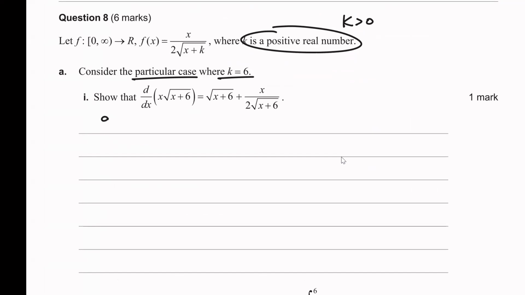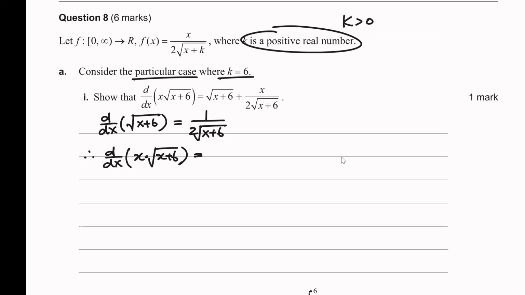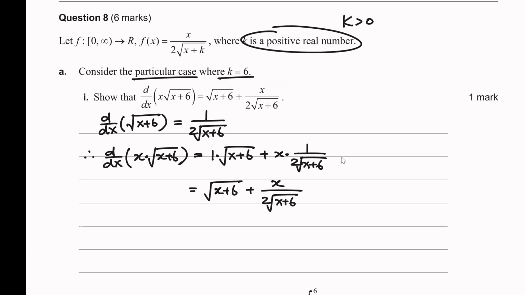Okay, very simple. If you just take the derivative of the root thing, that is 1 over 2 square root x plus 6. Therefore, when you take the derivative of x times the square root of x plus 6, this is just 1 times the square root of x plus 6 plus x times 1 over 2 square root of x plus 6, by the product rule. Then you get x plus 6 plus x divided by 2 square root x plus 6.